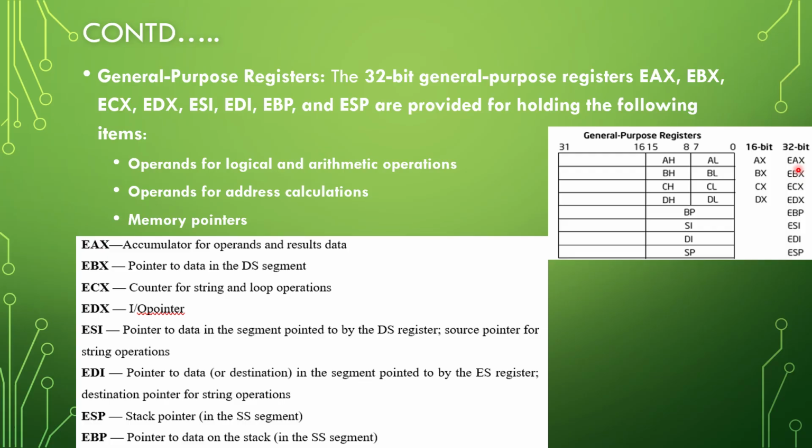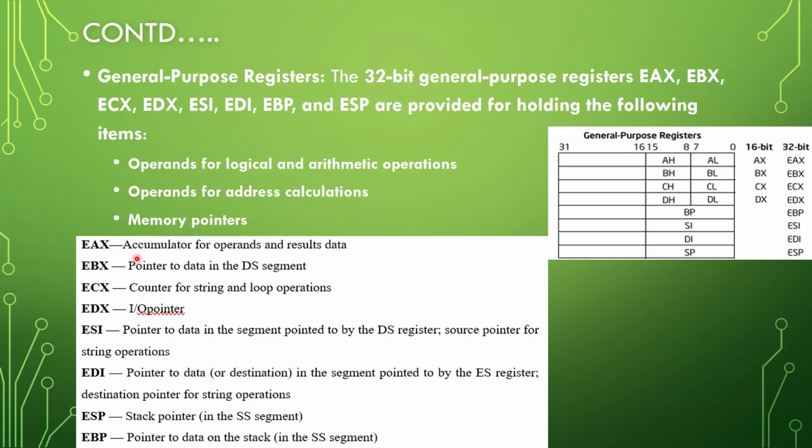What are those registers? That is EAX, EBX, ECX, EDX, EBP, ESI, EDI, and ESP. Okay, so what is the purpose of using these general purpose registers? They are provided for holding the following items: operands for logical as well as arithmetic operations, operands for arithmetic address calculations, and operands for memory pointers also.